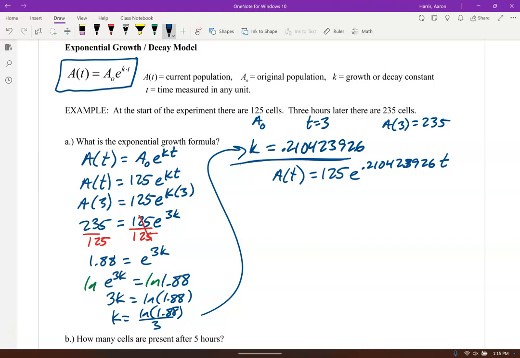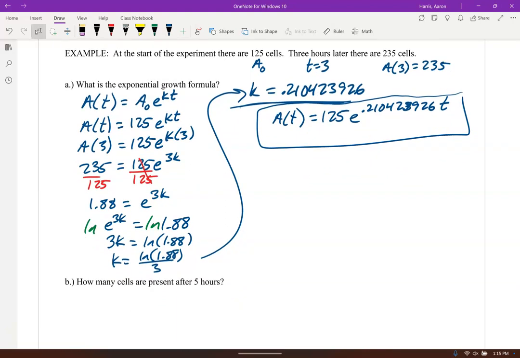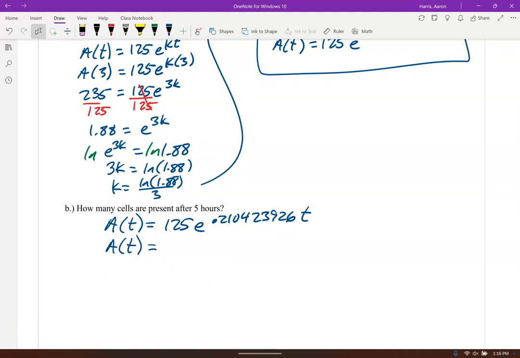There's our formula. And so from that formula we can figure out how many cells we have after 5 hours. And if you want to round that k, I probably wouldn't do anything much less than 6 decimals. You could probably get away with 4 decimals on that. But the idea is that you keep that out to as many digits as you can. So keeping that in the memory on your calculator would be a great thing to do.